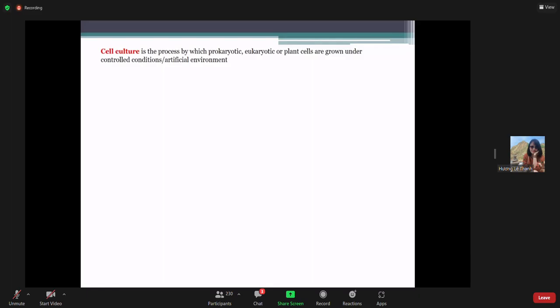Cell culture is the process by which prokaryotic cells, eukaryotic cells, or plant cells are grown under controlled conditions or in an artificial environment. We call it artificial because we can culture something outside of the living organism. The history of cell culture begins in the 19th century.